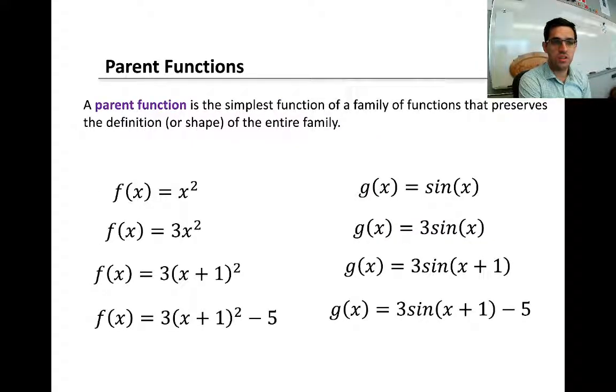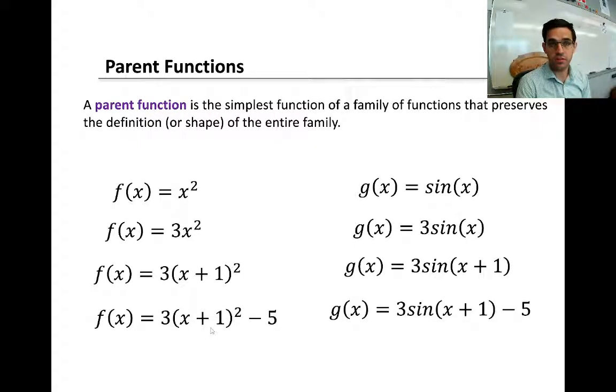Alright, so a parent function is this. It's the simplest form of a function of a family of functions that preserves the same shape on a graph, more or less. So there's 4 f functions on this list right here. There's f of x equals x squared. There's f of x equals 3 times x squared. F of x equals 3 times the quantity x plus 1 squared. And there's f of x equals 3 times the quantity x plus 1 squared minus 5.